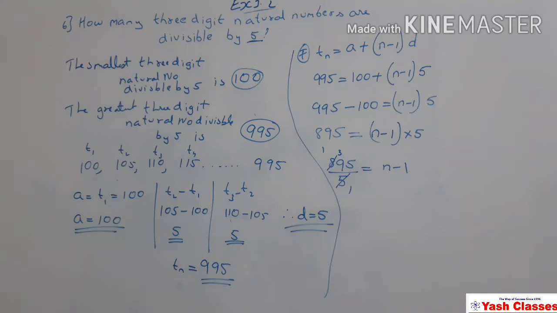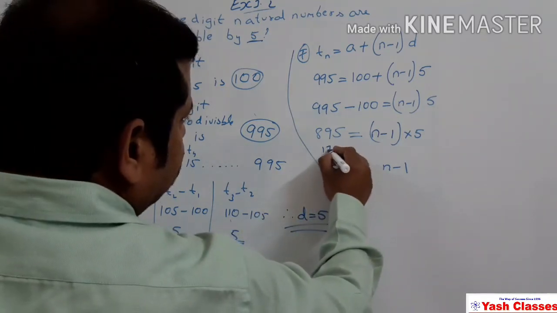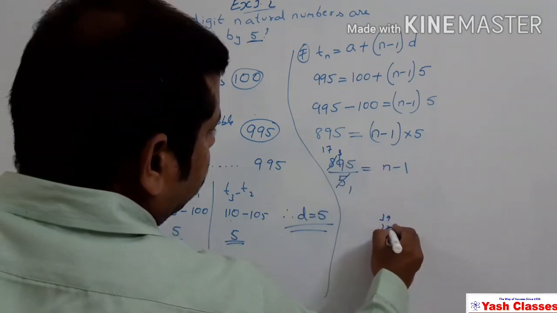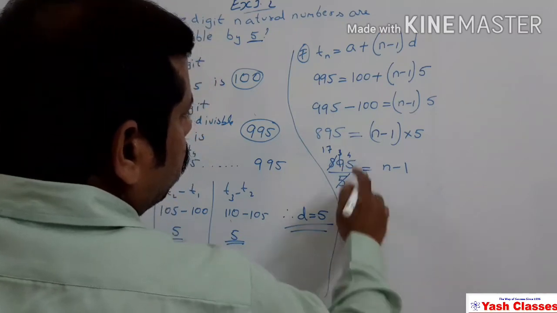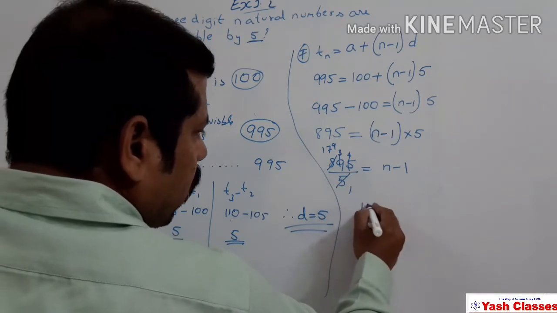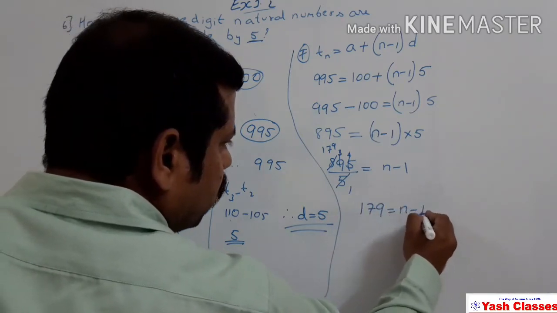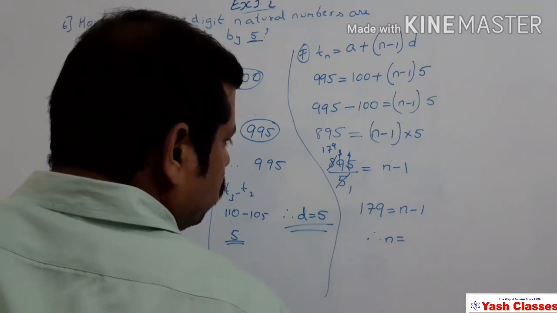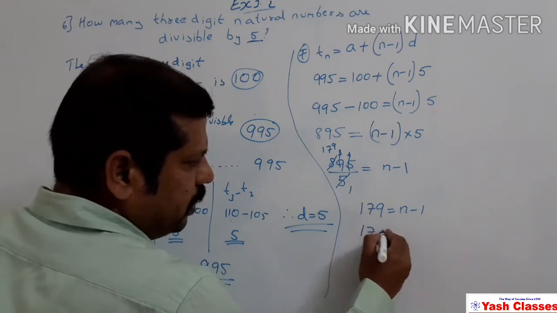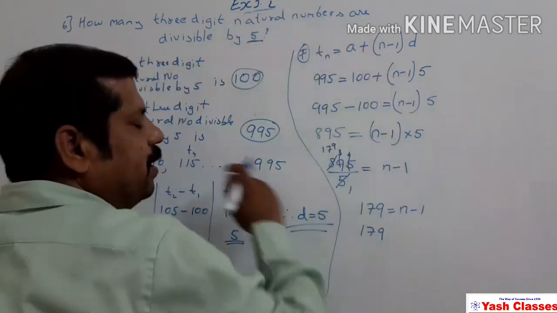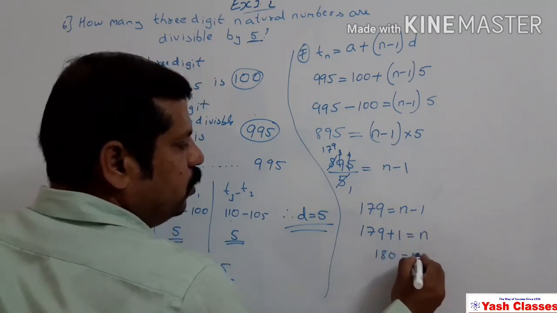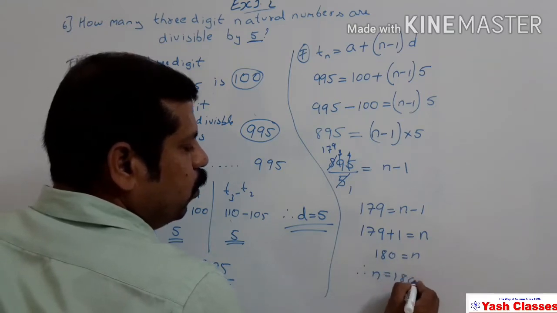3. 7 fives are 35. 39 minus 35, 4. 9 fives are 45. 179 is equal to n minus 1. Therefore, n is equal to 179 plus 1. Bring here left hand side, it will become plus. 180 is equal to n. Therefore, n is equal to 180.